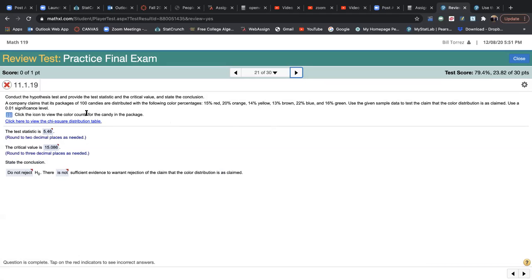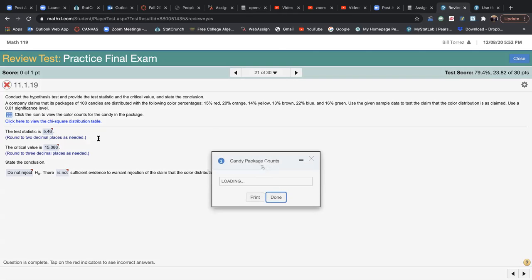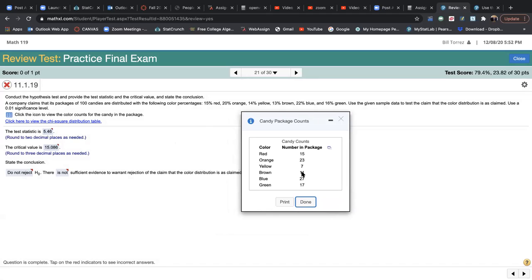Let's read this problem, number 21. Conduct the hypothesis test and provide the test statistic and the critical value and state the conclusion. A company claims that its packages of 100 candies are distributed with the following color percentages: 15% red, 20% orange, and so on. Okay, here's the sample data. Use the sample data to test the claim that the color distribution is as claimed.